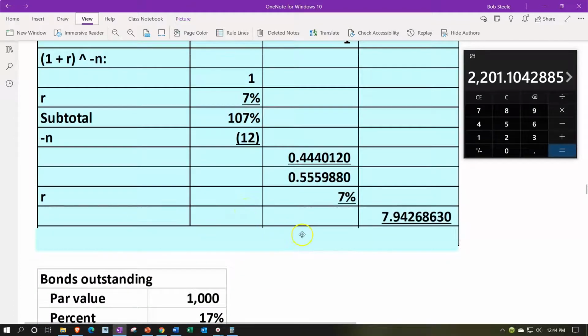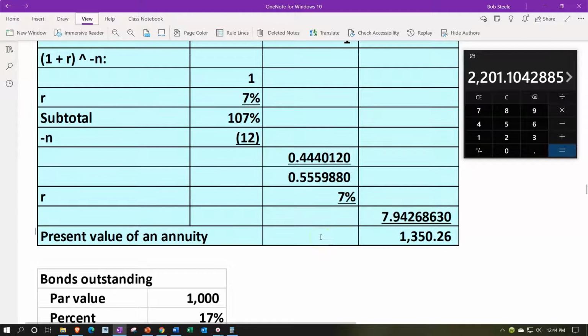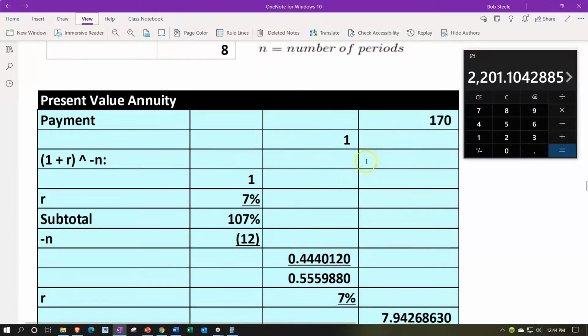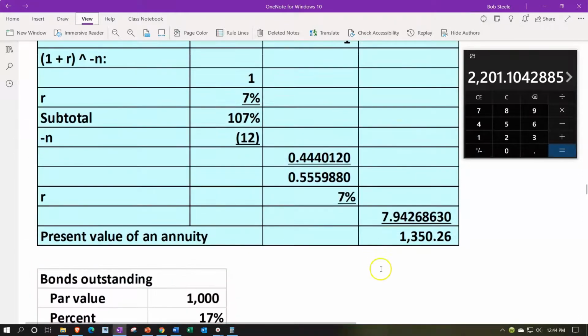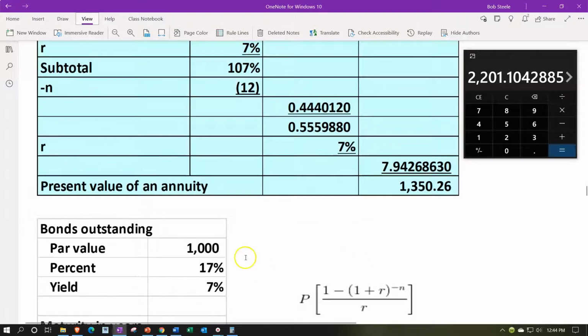The num divided by the denom gives us 7.9426860. Then we're going to take that 7.9468630 times the 170, giving us the 1,350.26. So that's going to be the present value then of the annuity portion. We then need to present value the 1,000 portion.